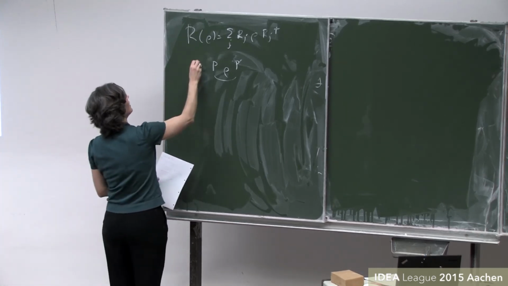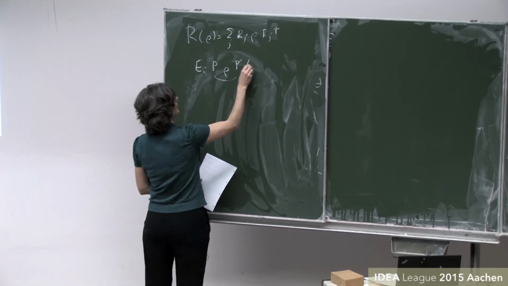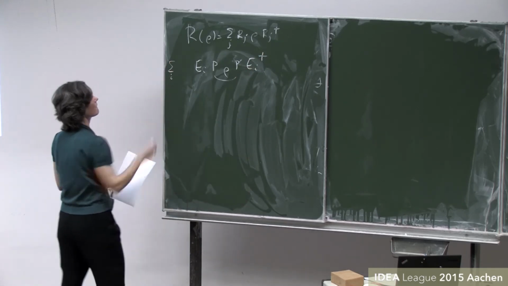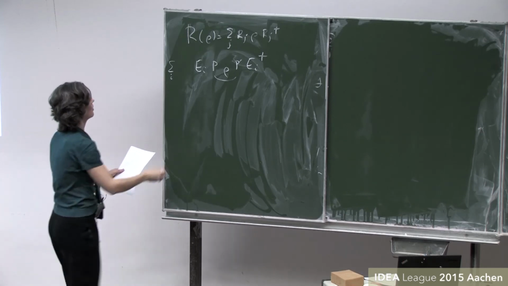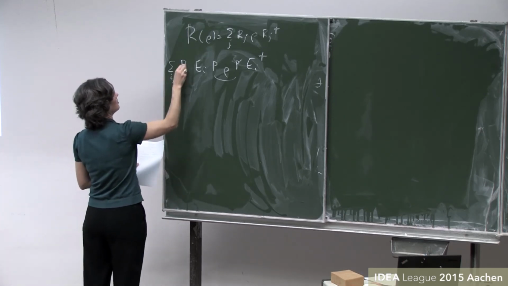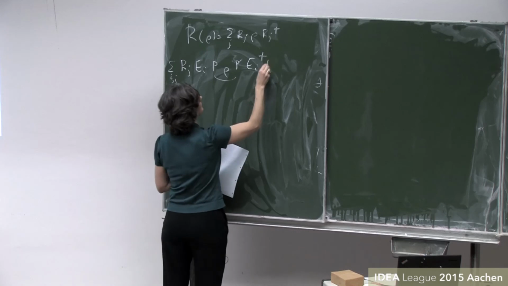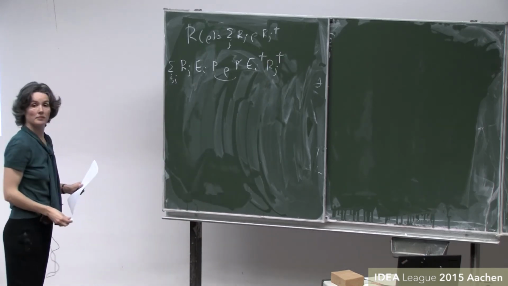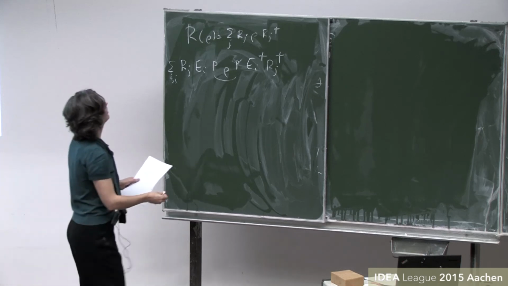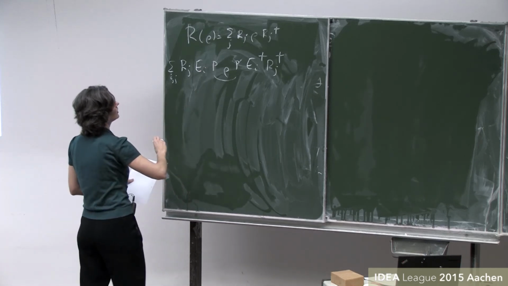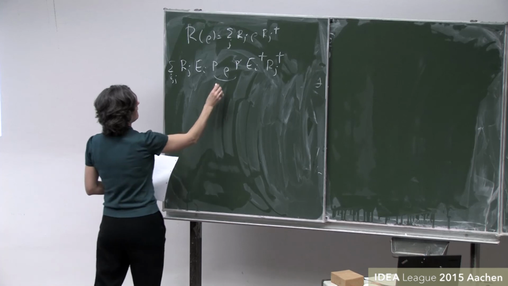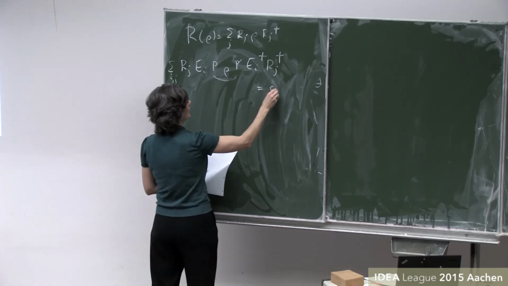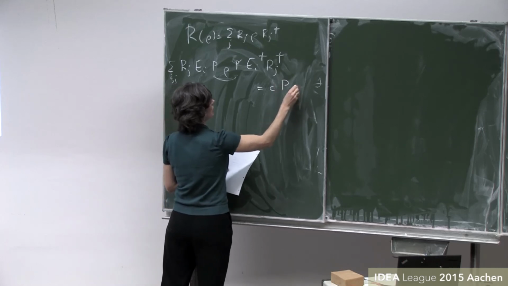And now I have errors happening. This is my error map, right? And now I apply my reversal operation. And that reversal should map this input back to itself. So this could be some constant times P rho P.